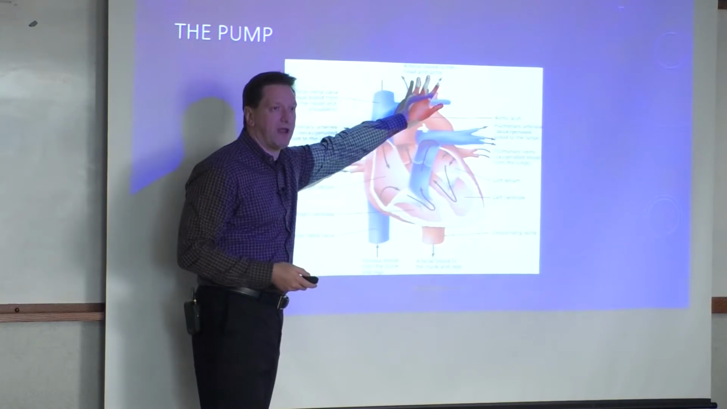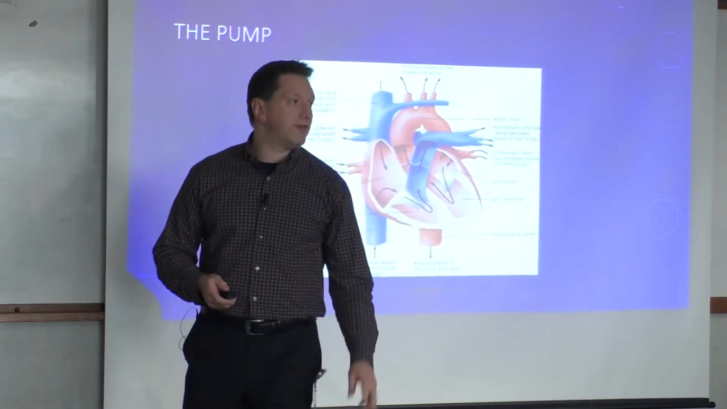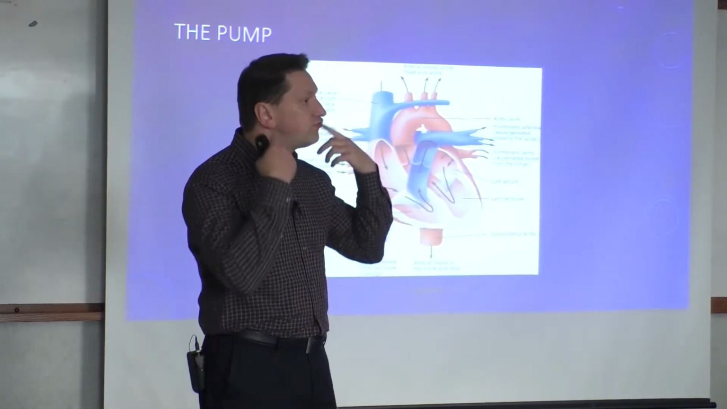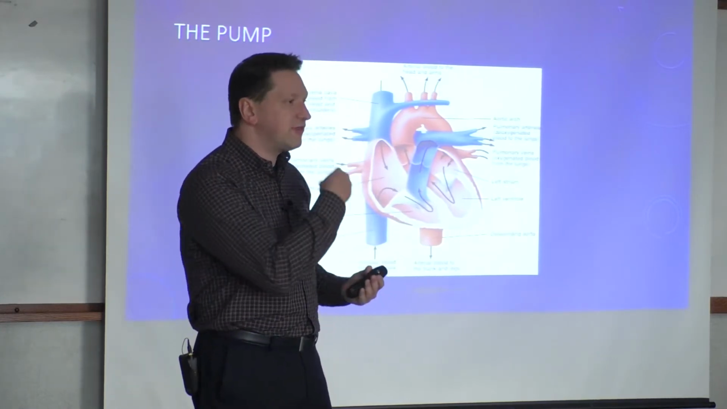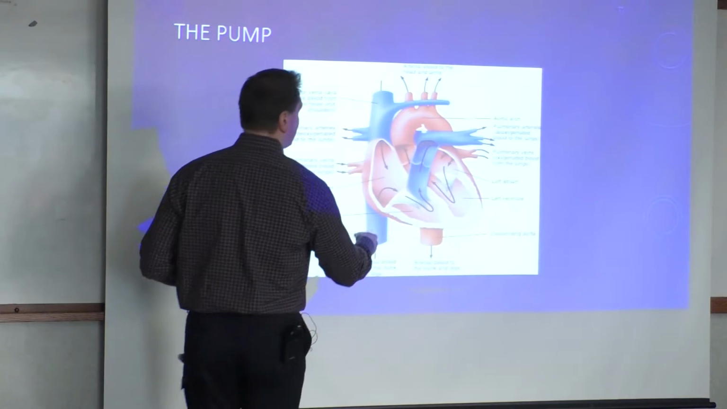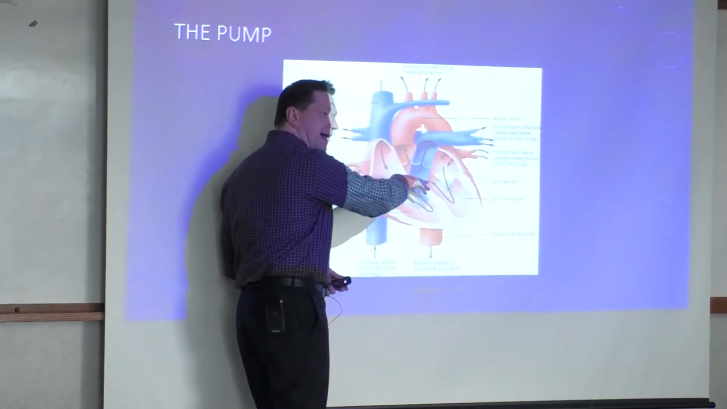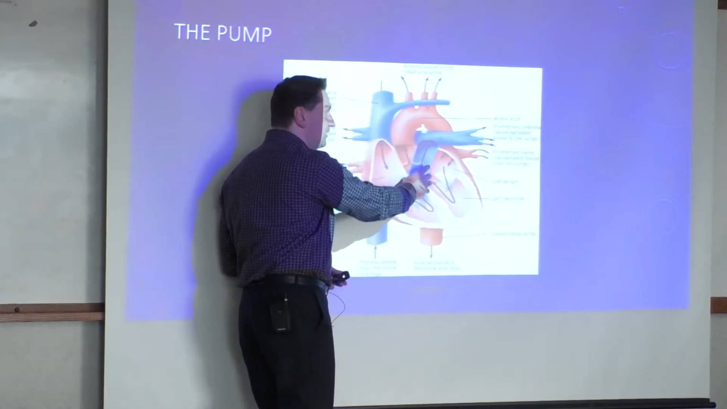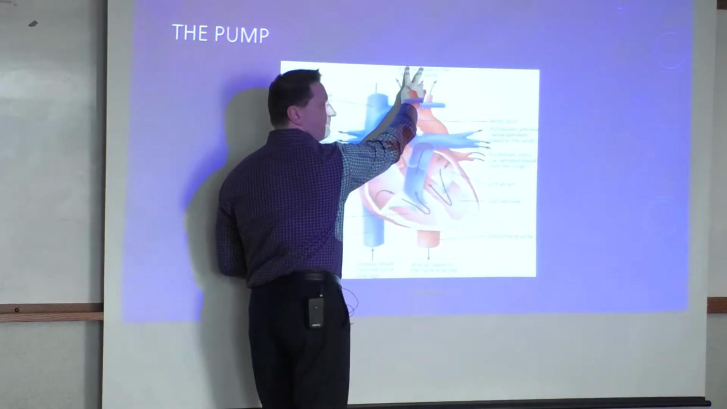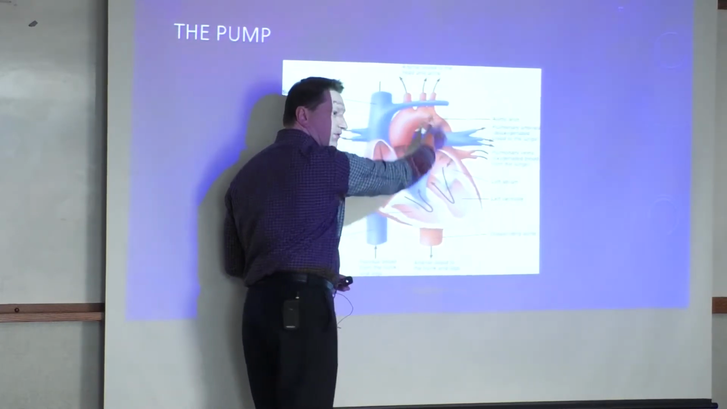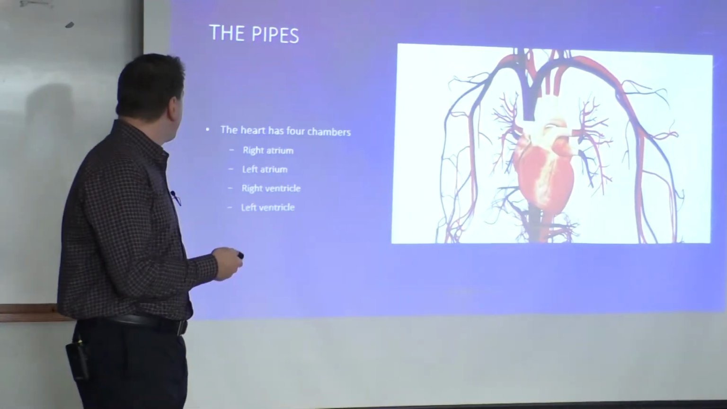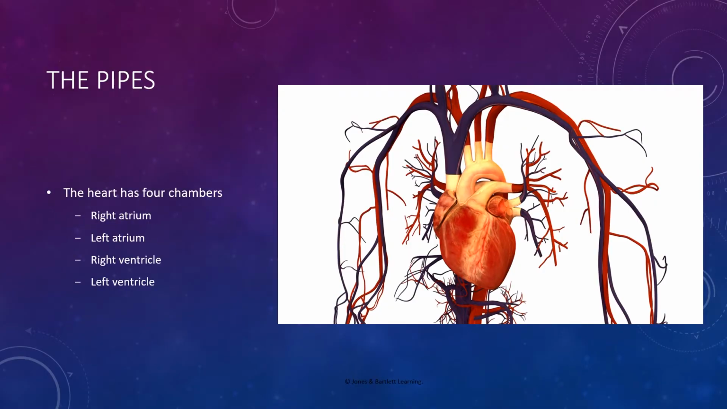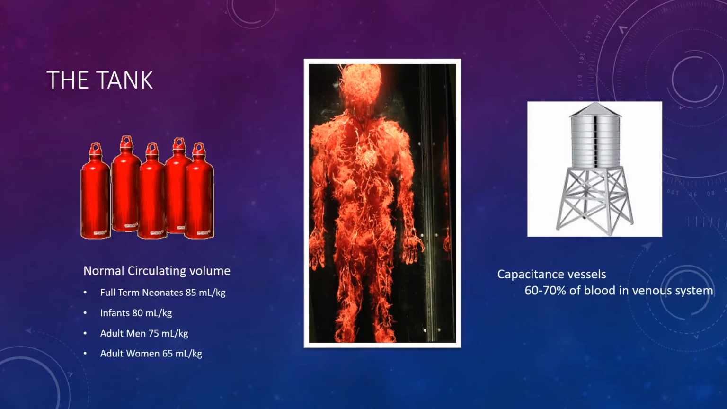The first three branches of the aorta, the first two of those three, rather, go to the brain, and that's why it's so easy to have a stroke. Anything that gets involved in your circulatory system, anything that shoots air or clot or whatever into the cardiac circulation is going to end up with its first two stops being your brain. Now, the pipes. We talked about the chambers. The tank is what I want to focus on right now.